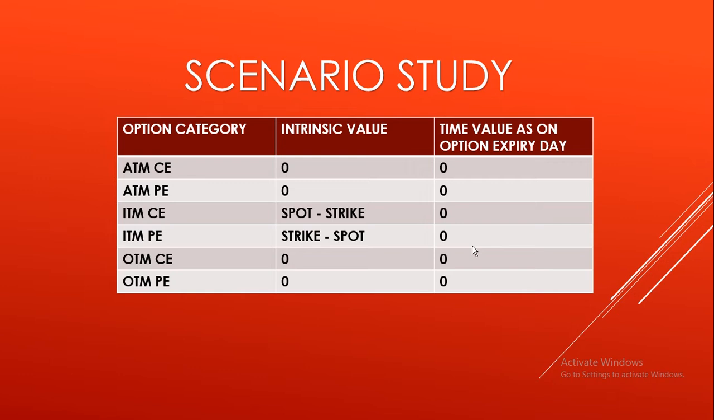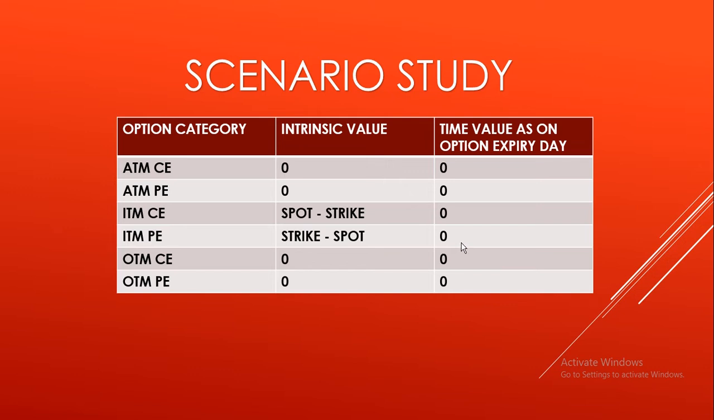And let me make one thing clear: I am making the scenario based study as on the expiry day. So what are the 6 scenarios? Someone is holding an at the money C, an at the money P, or an ITM C, an ITM P, or an OTM C, or an OTM P. Whatever the category, the time value of any option on the expiry date is ideally going to be 0. I know it will have some value, 4 rupees, 5 rupees, 6 rupees, 10 rupees or whatever, but ideally it's going to be 0. So for this column, I have filled 0 for all, because ideally the time value for any option on the expiry day is 0.